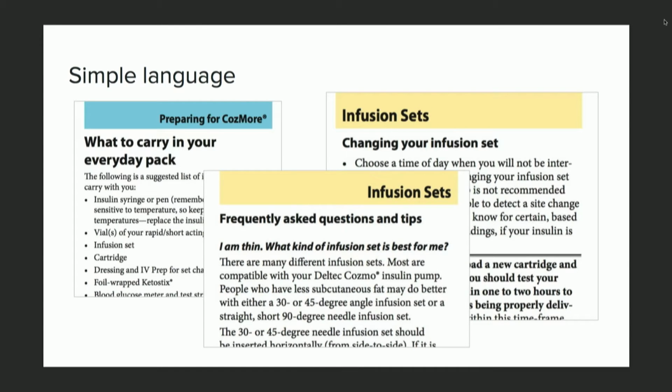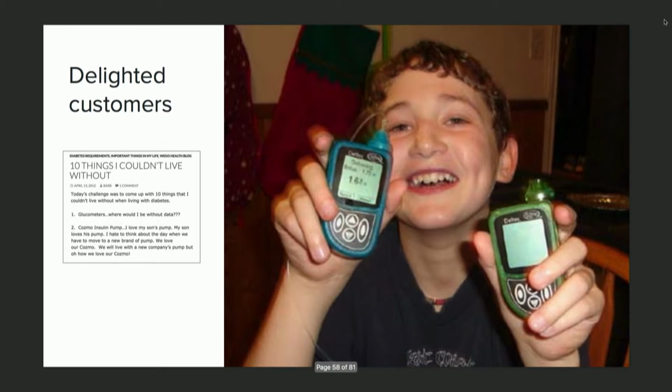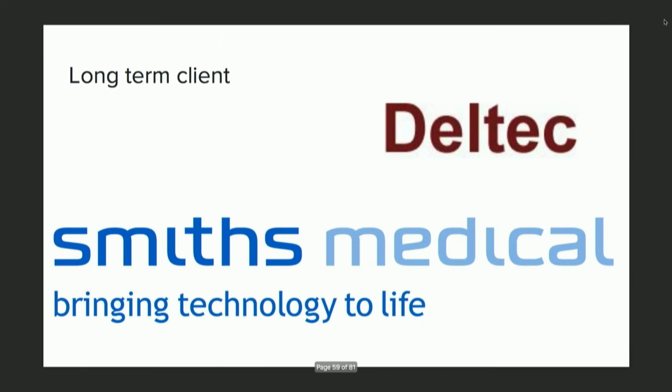We tried to use simple language in all the documentation and the manuals, just speak to them as if they were real live people. One of the quotes, I was looking through it last night, is: treat us like people, not like patients. We tried to make it playful and friendly. And we wound up with a lot of really, really happy customers. Unfortunately, the company was bought out and the product was taken off the market in about 5 to 7 years. But the whole time we were there, we had a great client. The client was really excited and delighted, and we had a fantastic relationship with them.